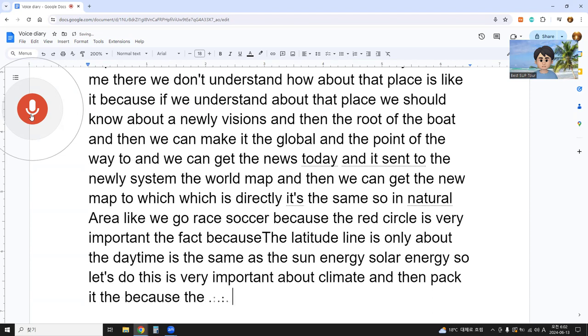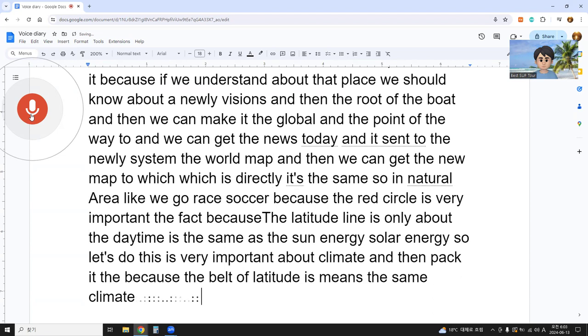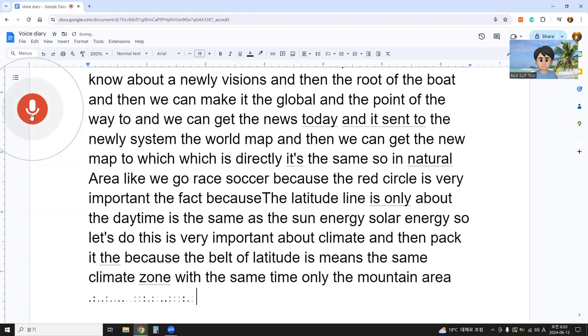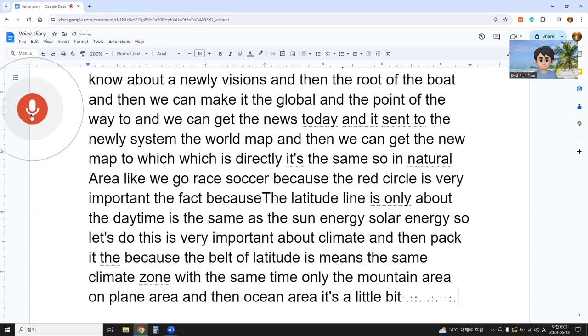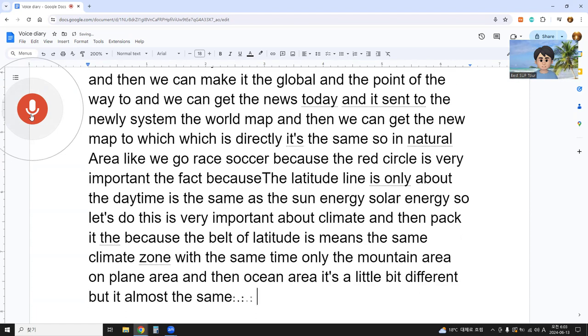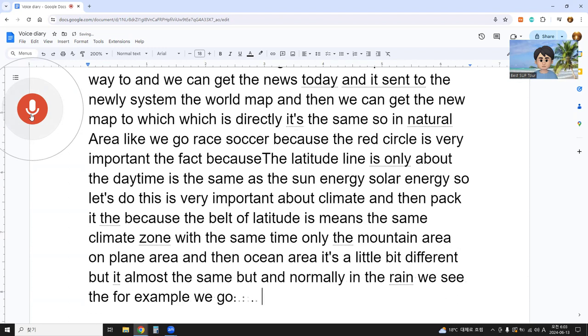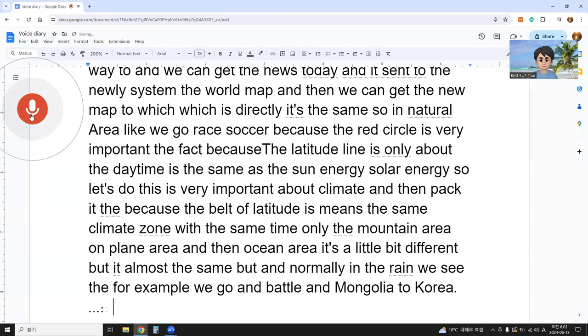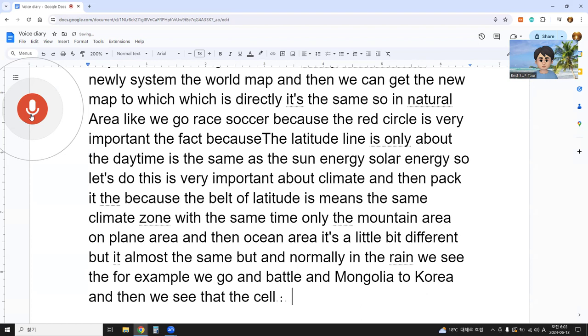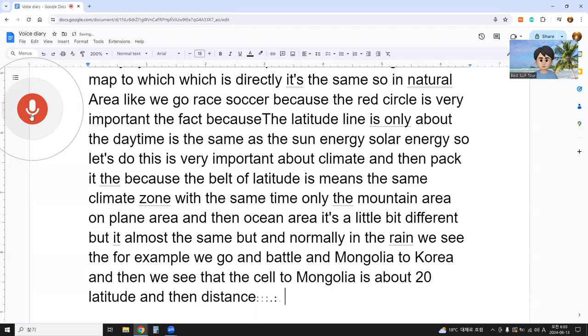Because the belt of latitude means the same climate zone at the same time. Only the mountain area, plain area, and ocean area are a little bit different, but almost the same. Normally, when we go from Ulaanbaatar in Mongolia to Korea, we see that Seoul to Ulaanbaatar is about 20 degrees of latitude apart, and the longitude is also a little bit distant, with a GMT time zone difference.